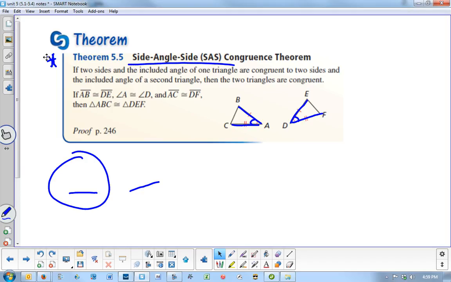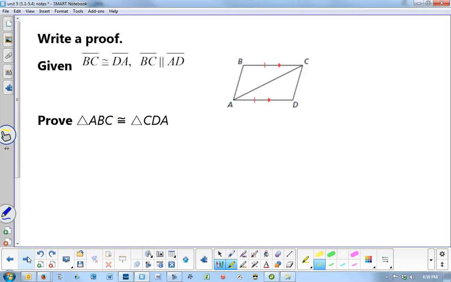Now notice we didn't tell you anything about these other sides. We don't need to know about that side. We don't need to know about the other angles in there. I don't care about those things. All right? So we just need to know that 2 sides and 1 angle is congruent. That's enough. We call this the side angle side congruence theorem. All right? Flip the next page. Let's put it to practice.